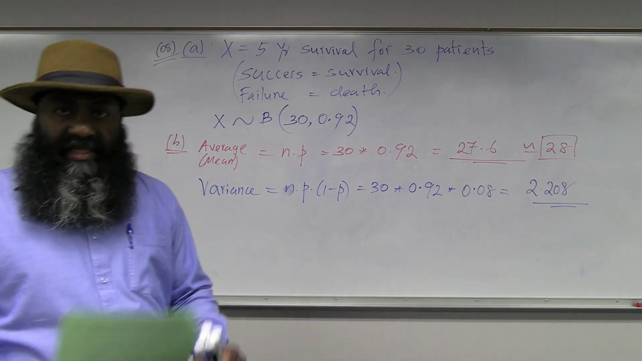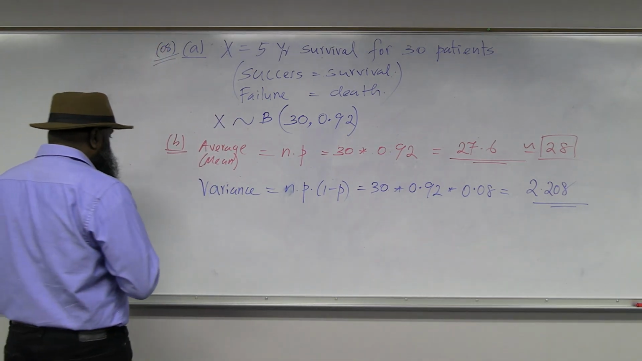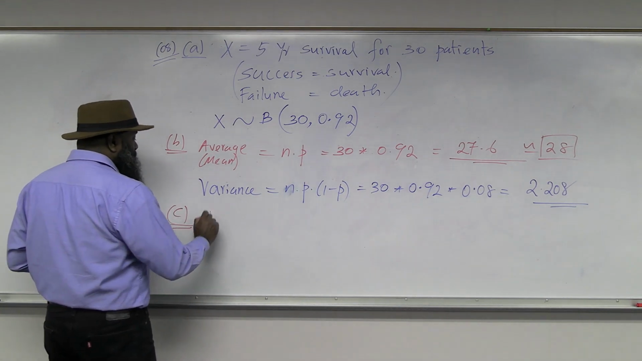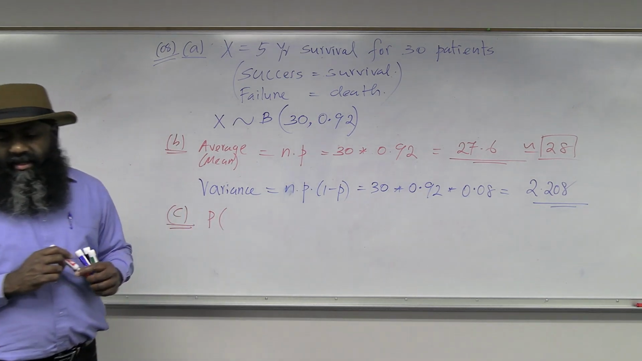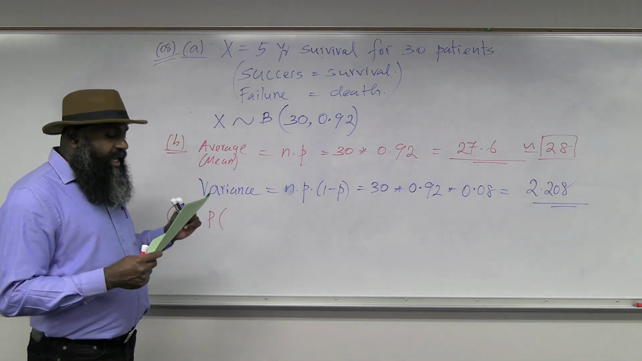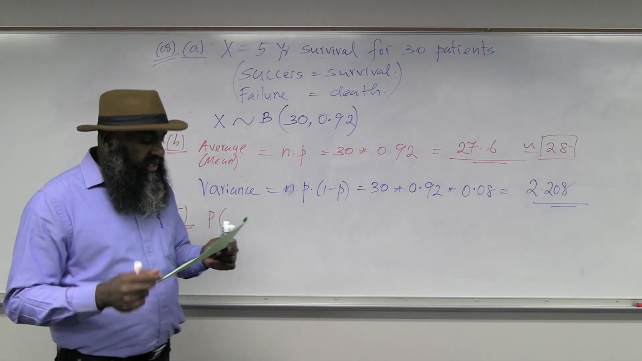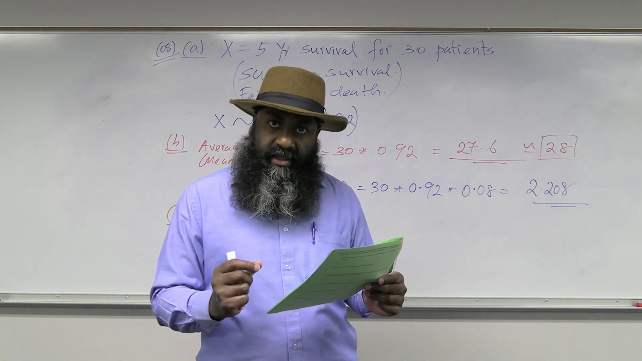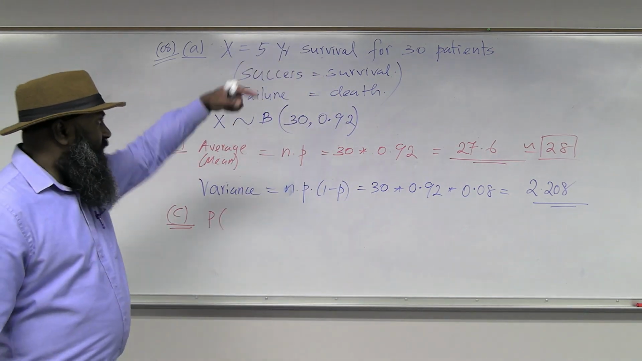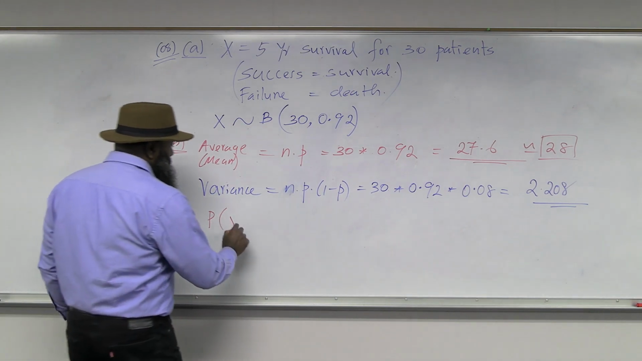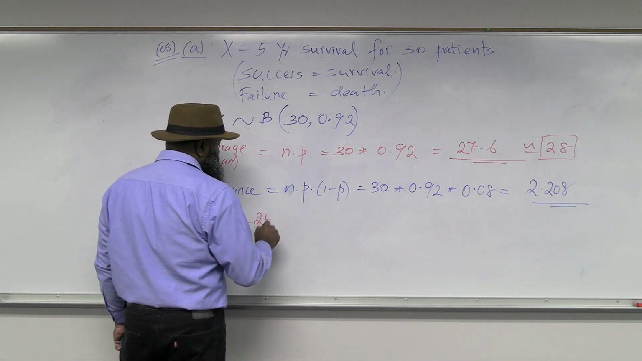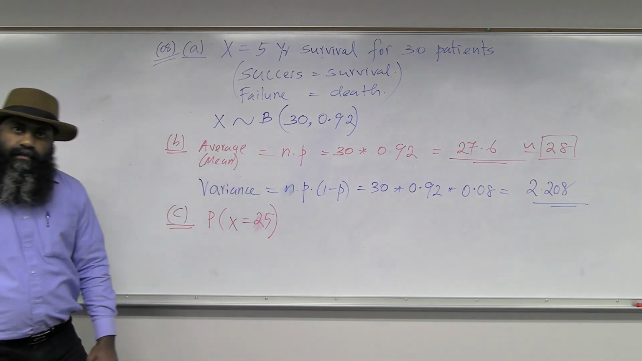Let's go to part C. So in part C, I need to find a probability. What's the probability I need? I need the probability that x is equal to 25, because it says, what's the probability that exactly 25 people will survive 5 years? So x is out of all 30 people. So what is this probability? X is equal to 25, survival of only 25.